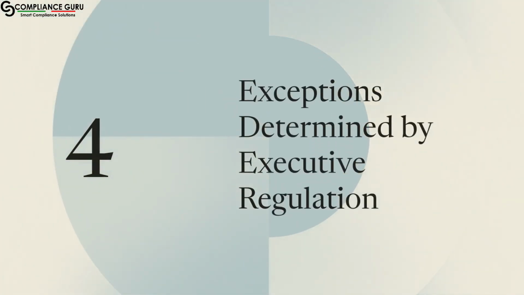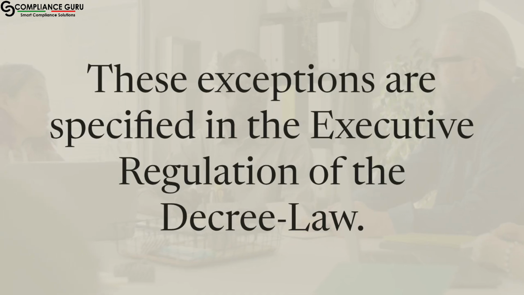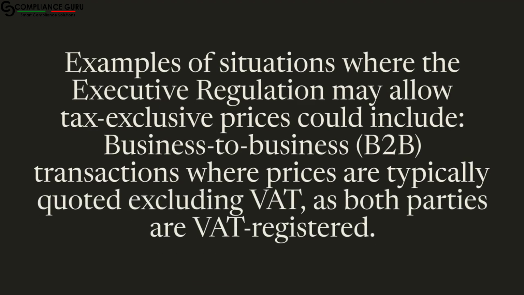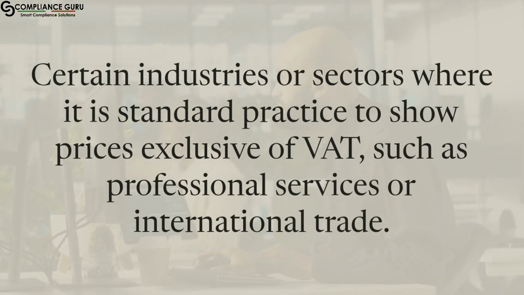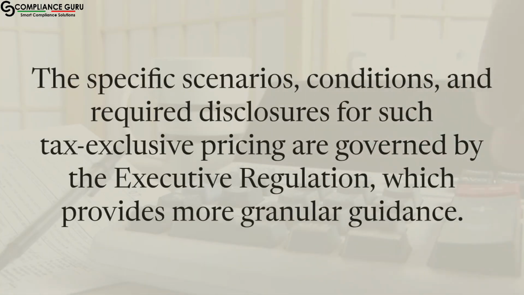4. Exceptions determined by executive regulation. While the general rule mandates VAT-inclusive prices, there are certain cases where VAT can be shown separately. These exceptions are specified in the executive regulation of the Decree Law. Examples of situations where the executive regulation may allow tax-exclusive prices could include business-to-business, B2B, transactions where prices are typically quoted excluding VAT, as both parties are VAT registered. Certain industries or sectors where it is standard practice to show prices exclusive of VAT, such as professional services or international trade. The specific scenarios, conditions, and required disclosures for such tax-exclusive pricing are governed by the executive regulation, which provides more granular guidance.